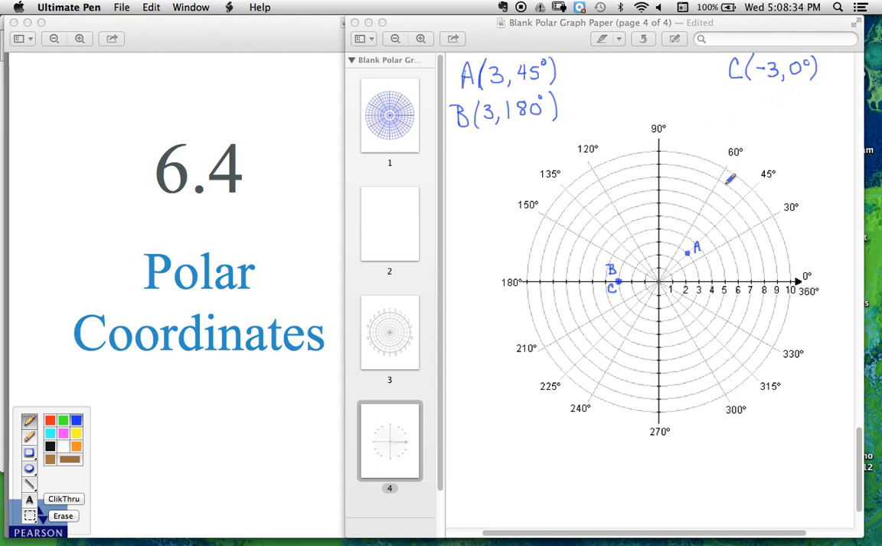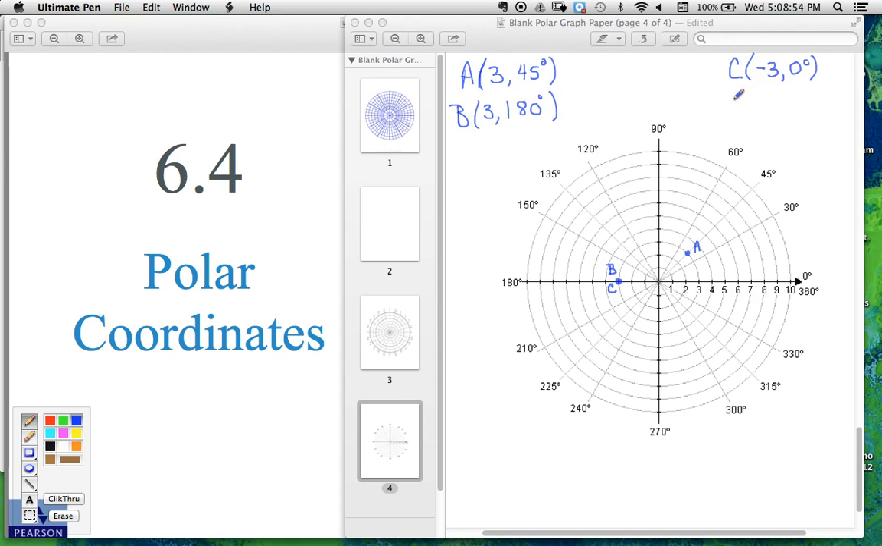So that's kind of interesting. I can name the same point more than one way. You can't do that in the rectangular coordinate system. So that's a good advantage or disadvantage, but in the polar coordinate system, you can name points more than one way. And also negative radius means go the other way.